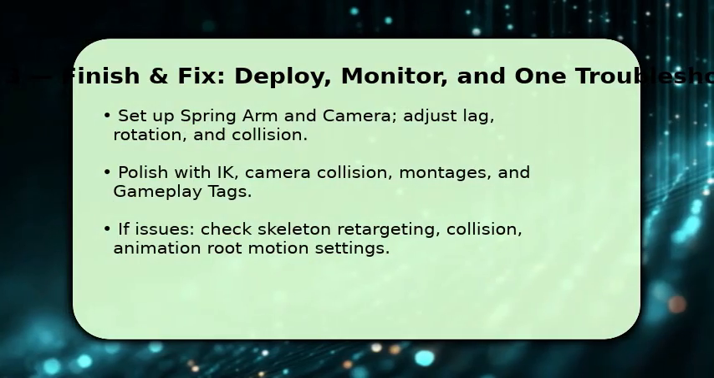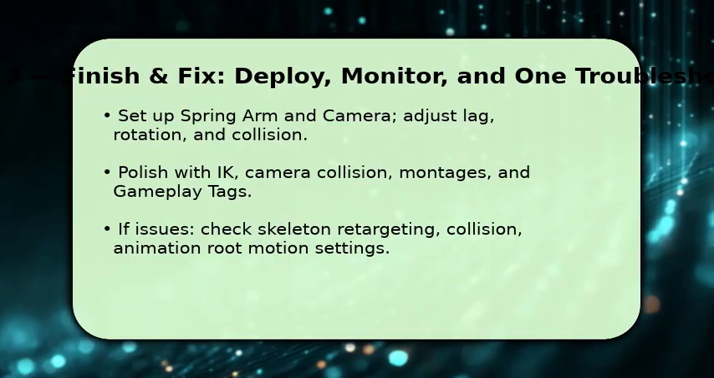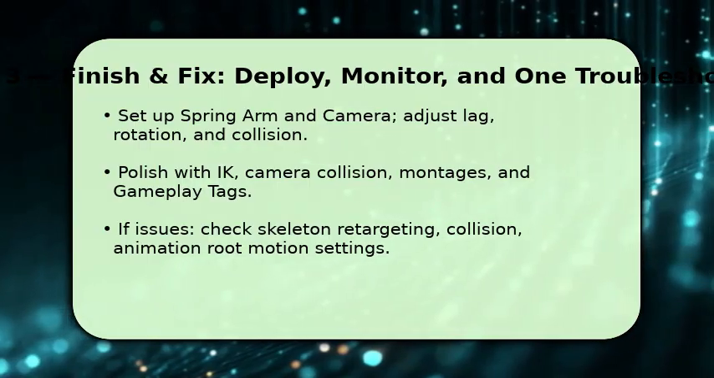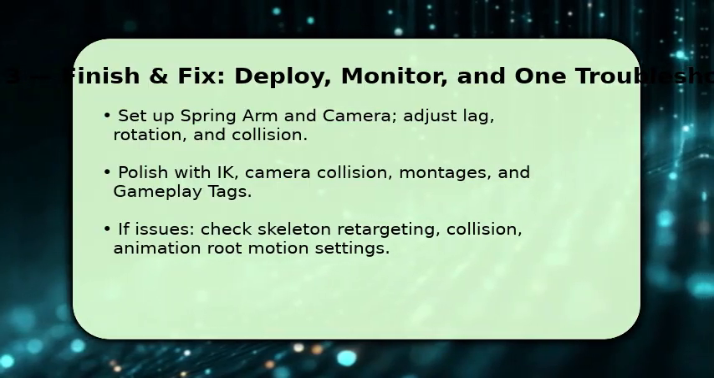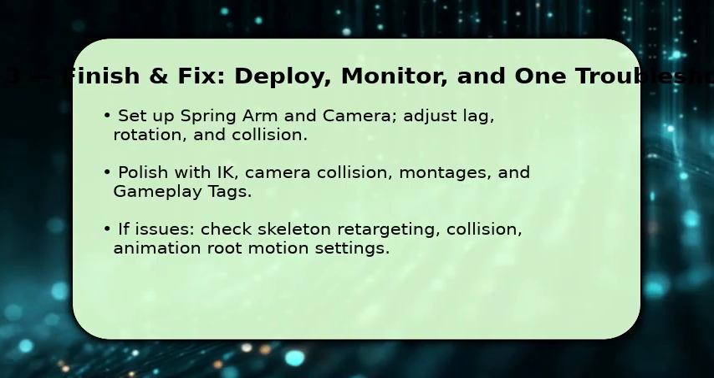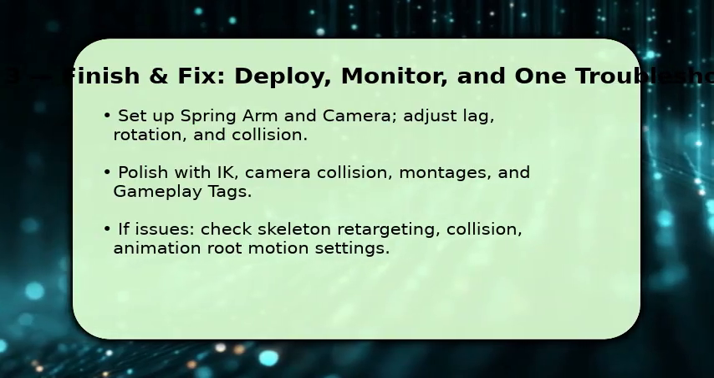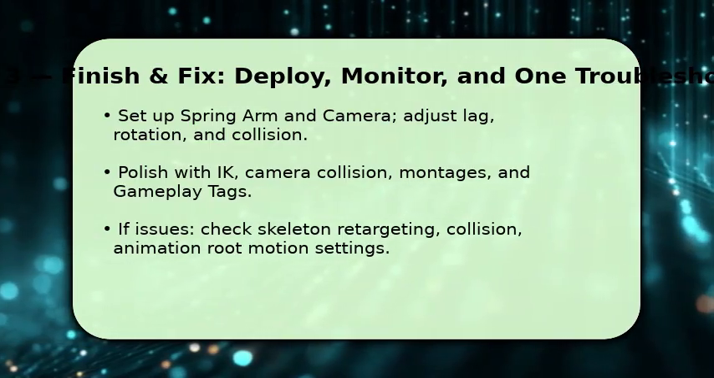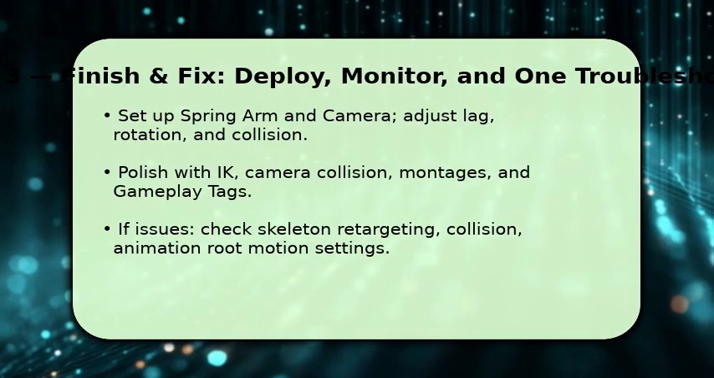Finally, add a spring arm and camera to the character blueprint. Tweak arm length, lag, and rotation to achieve a tight third-person feel, and enable camera collision so it avoids clipping. Implement IK for feet, animation montages for actions, and gameplay tags for state logic to polish interactions.